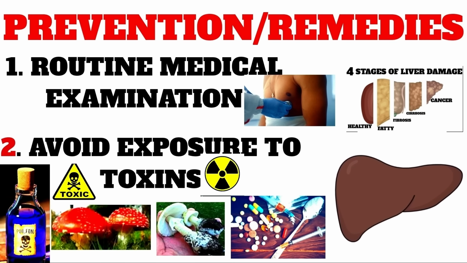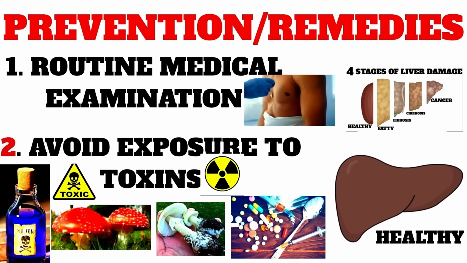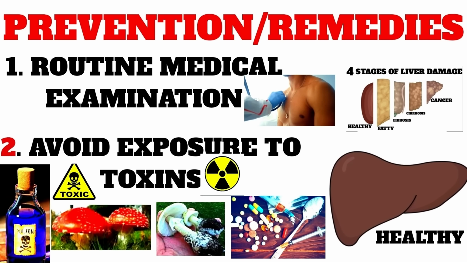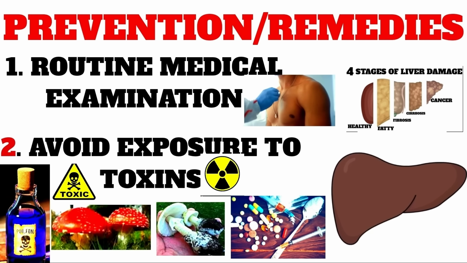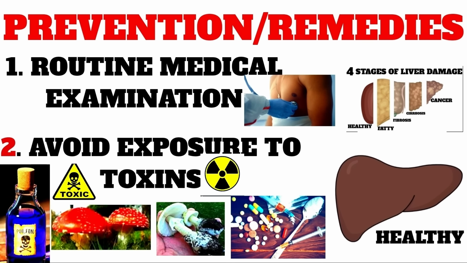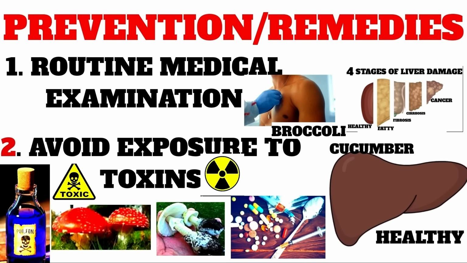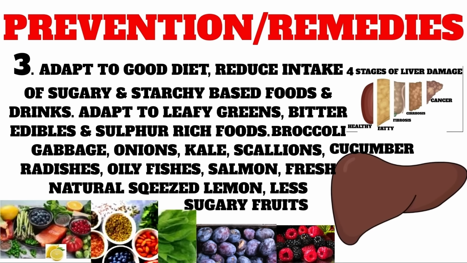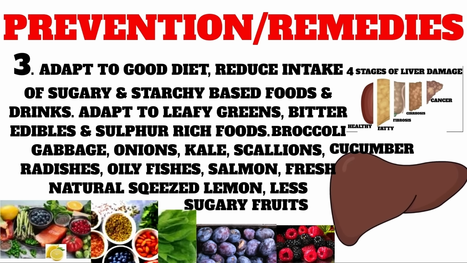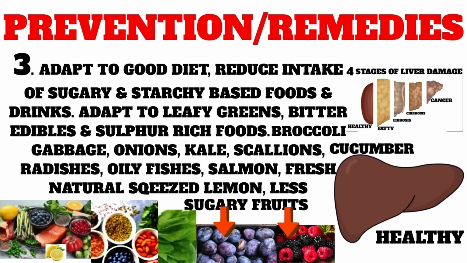2. Prevention and remedies. Number 1. Maintain routine medical examination. 2. Avoid exposure to toxins. 3. Adapt to good diet. Reduce consumption of sugary and starchy-based foods and drinks. Adapt to leafy greens, bitter edibles, and food rich in sulfur.